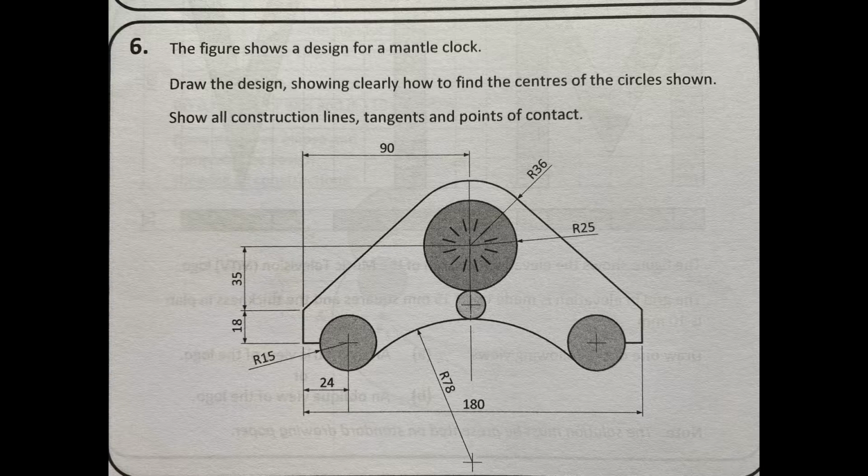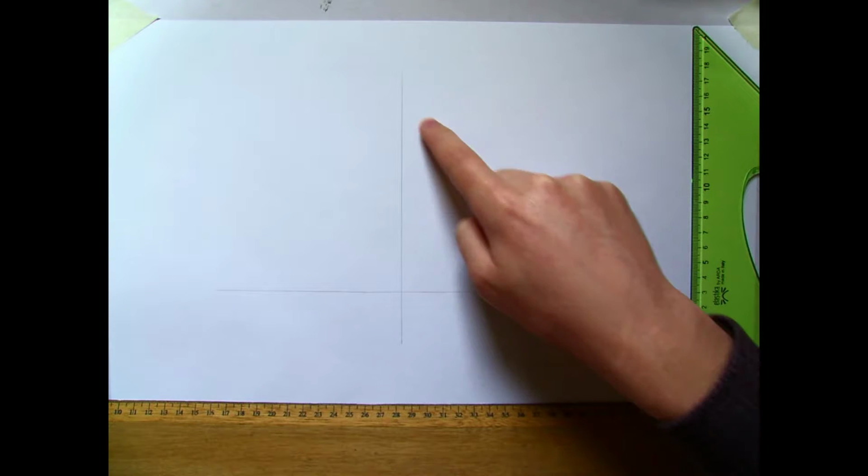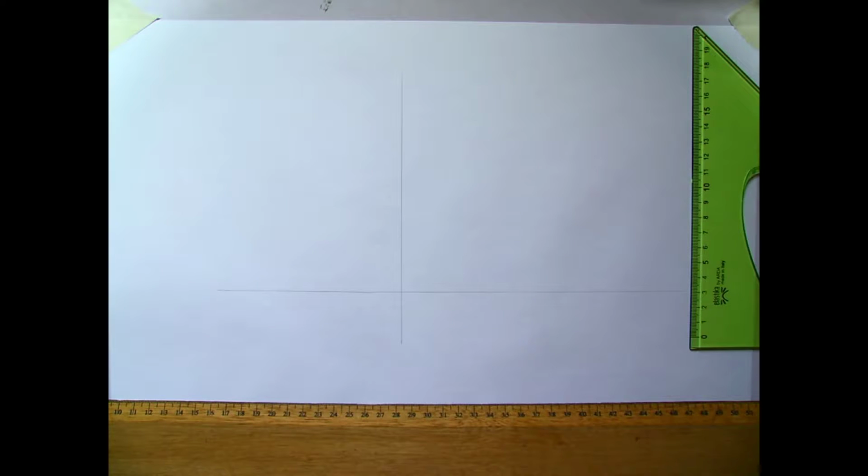So we need to draw the whole thing, show how we found everything, put in all our tangents and then locate our points of contact, which we will be doing anyway as part of drawing it. So now if we just flick onto the page, all I've done at the moment is set up a center line going horizontally and a line down the middle. This is just to make it a little bit easier for myself. On the line down the center is where the large circle in the middle is going to go, and then on this line left and right are where the two smaller circles on either side are going to go.